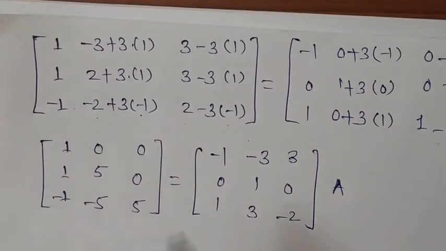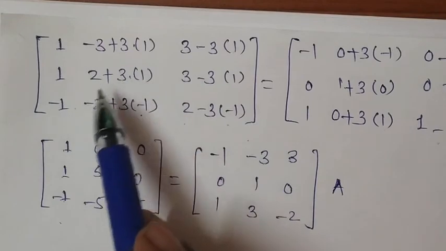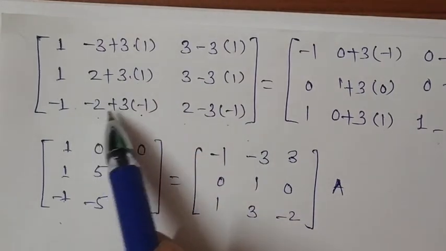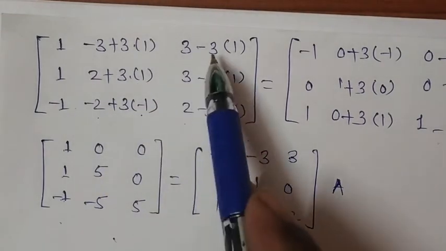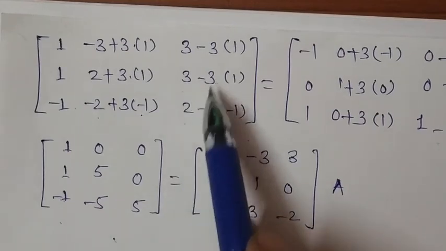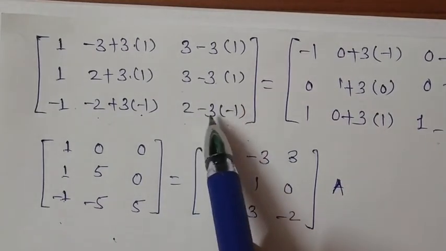Then here the answer becomes what? 1, 1, minus 1. Now it is 0. 2 plus 3 is 5, minus 2 minus 3, that is minus 5. 3 minus 3 is 0, 3 minus 3 is 0, and 2 minus minus, plus 3, that is 5.